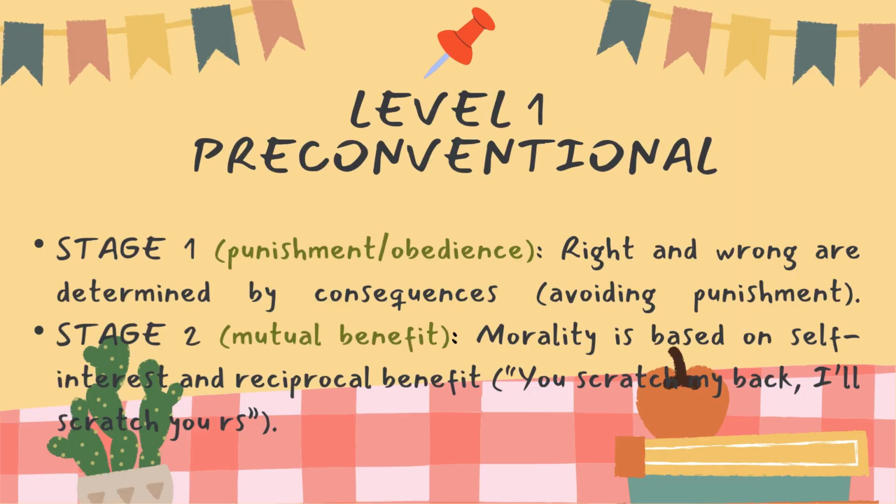In the pre-conventional level, stage 1, punishment obedience, right and wrong are determined by consequences, or in other words, avoiding punishment. This stage can mostly be seen on early childhood individuals. Stage 2, mutual benefit. Morality is based on self-interest and reciprocal benefit. You scratch my back, I'll scratch yours. This stage can mostly be seen on late childhood individuals.